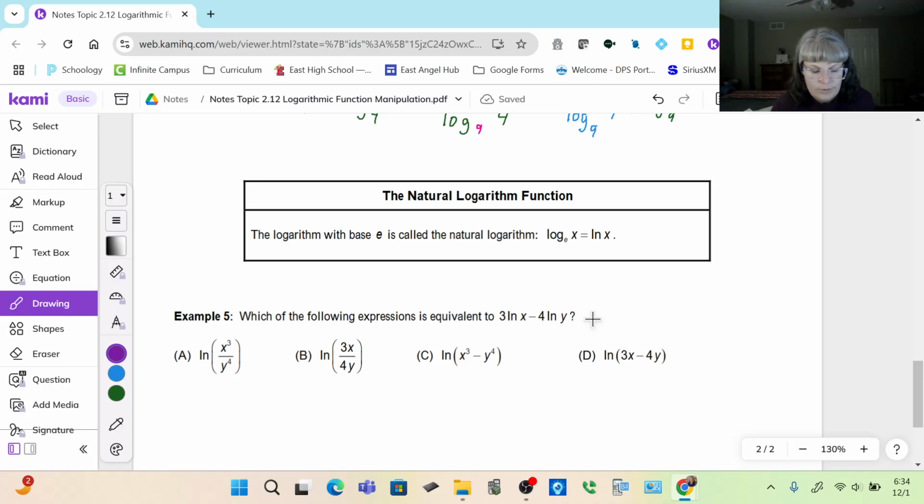And this concludes our video on those properties that allow us to rewrite logarithmic expressions to help us with seeing types of transformations that take place, or when we get to solving, could help us with solving logarithmic equations.